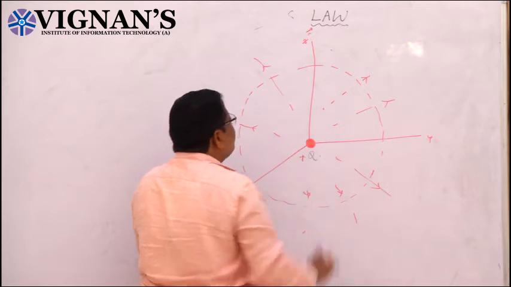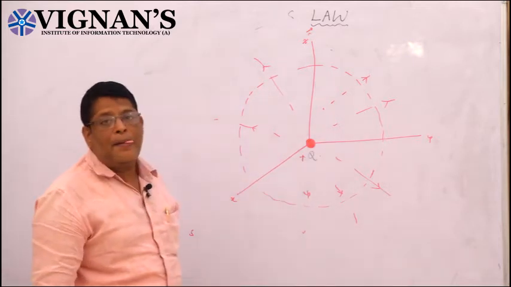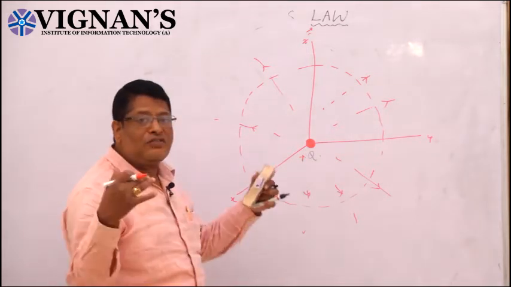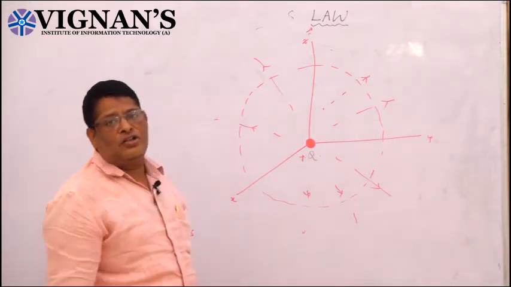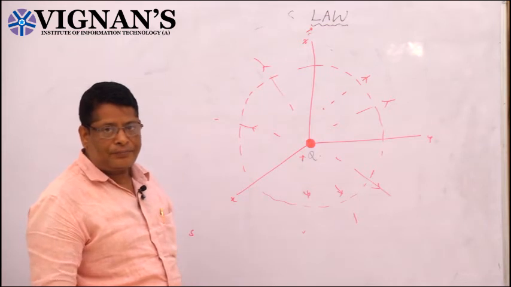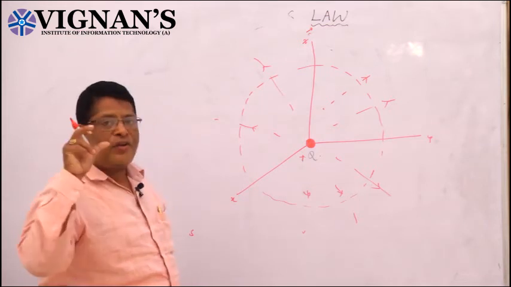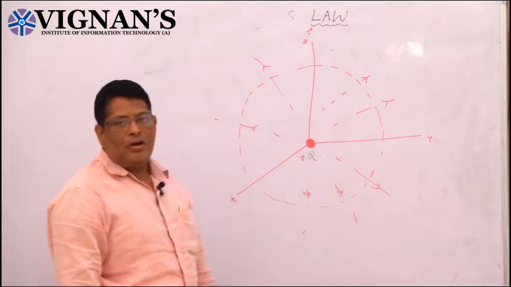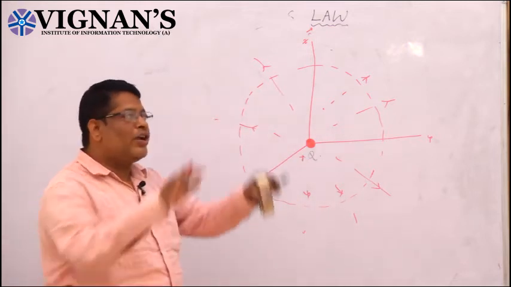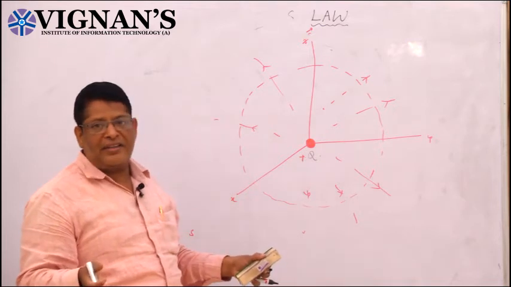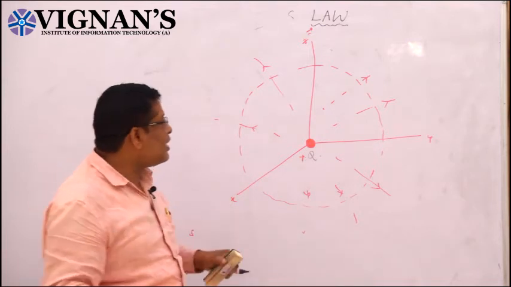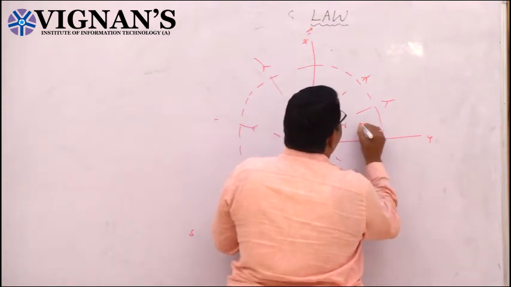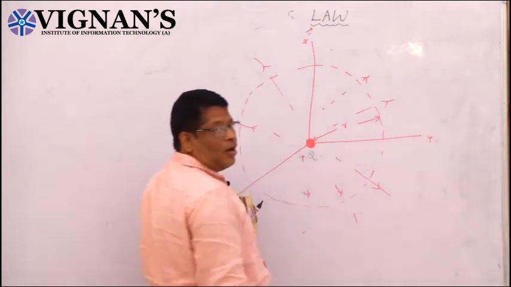So why are you showing these fluxes outwards? Here you have taken a positive charge. Suppose we take a negative charge, the flux lines will go towards the charge. The charge we have taken is a positive charge that we kept at the origin. Next we have taken a sphere with a radius of r, small r.